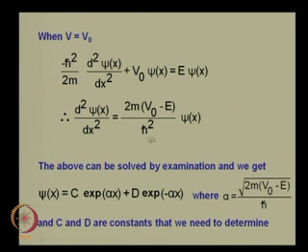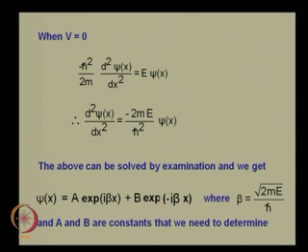So rearranging, you get this: 2m by ħ² times (V0 − E) times ξ of x. Simply, I have just taken these values, moved this to the side and then rearranged. Again, this can be solved by examination, except that we will now get functions that look like this: C e^(αx) plus D e^(−αx). Please note that when we previously solved for V equal to 0, we got a solution like this.